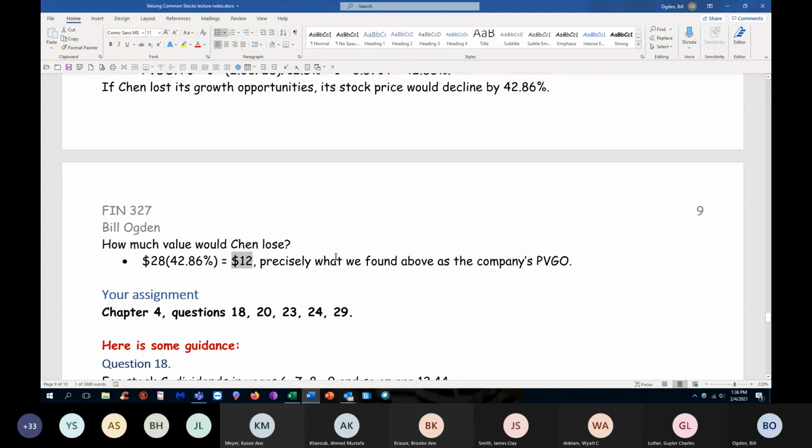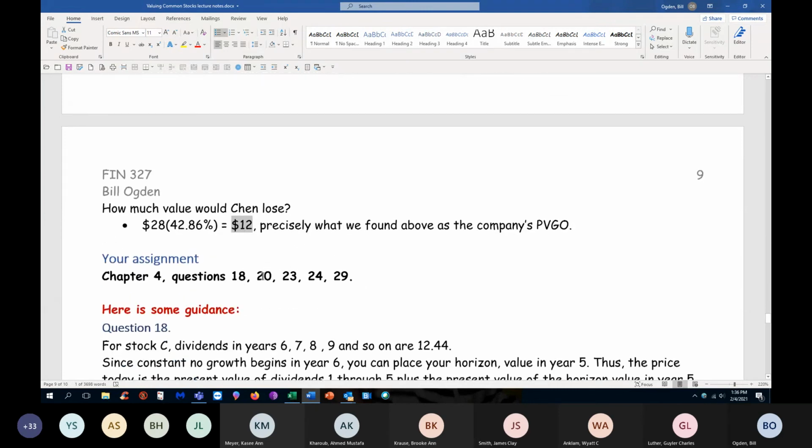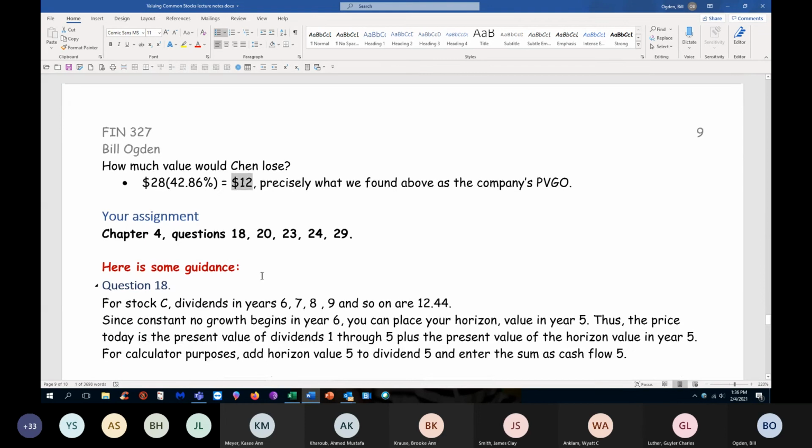Okay, so your assignment for next Tuesday will be due at the beginning of the period on Tuesday. It wouldn't do me much good to make it due later than that, because I'm going to go through it. I don't want you just to copy down what I do in class and hand it in. So these are due at the beginning of class on Tuesday. Now, chapter 4, questions 18, 20, 23, 24, 29.